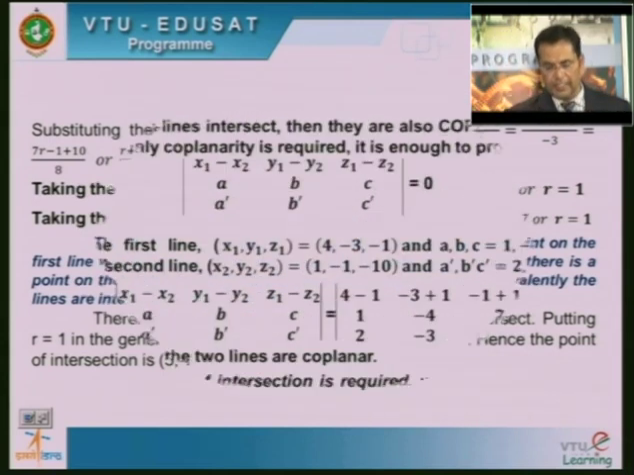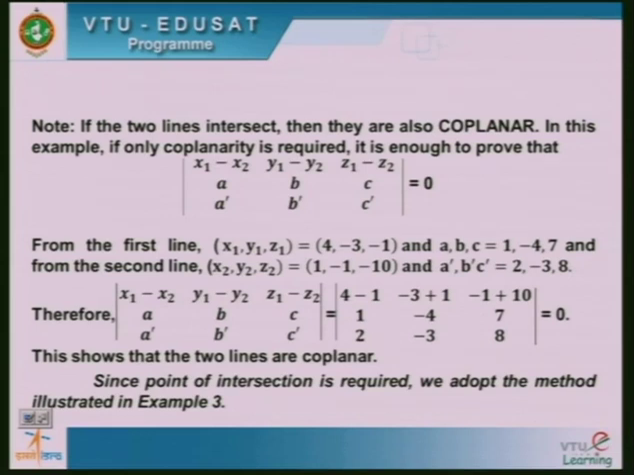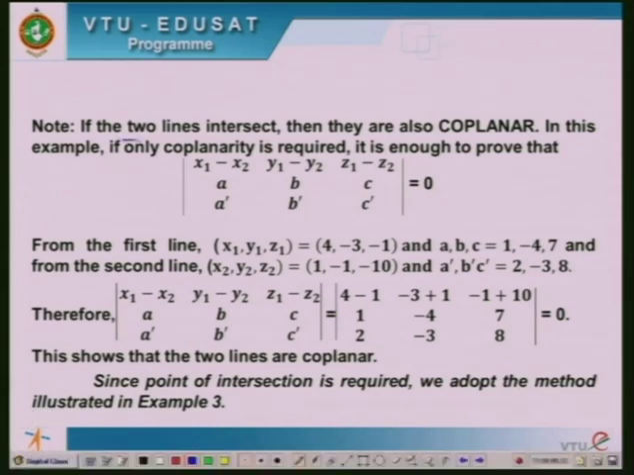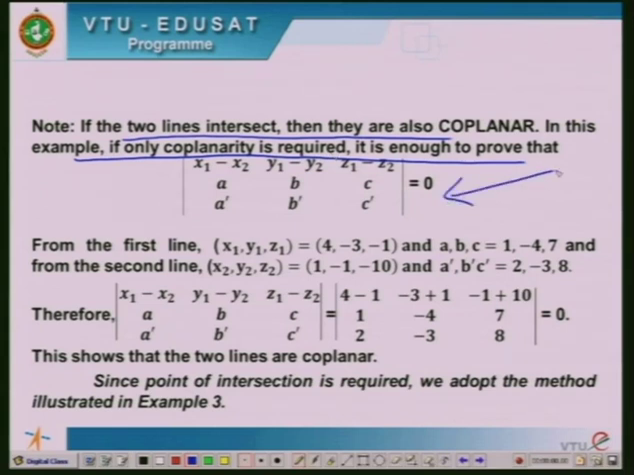Now, let us move on to the next example. Before the next example, observe this problem. This problem says, show that the lines are coplanar and hence find the point of intersection. In some cases, you may require to find only coplanarity. You know that you don't have to find the point of intersection. That is discussed in this note. If two lines intersect, then they are also coplanar. In the example we solved just now, if only coplanarity is required, it is enough to prove that this is true.